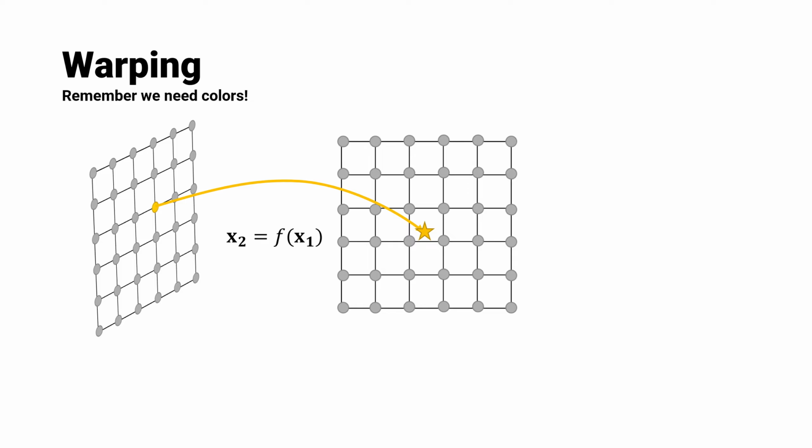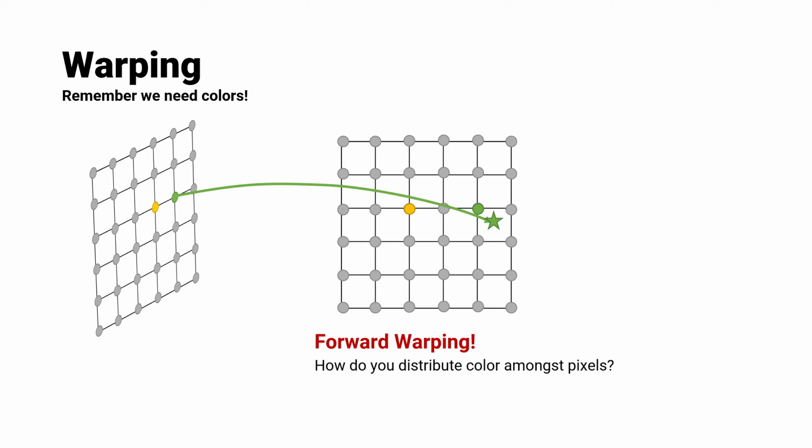One simple way is you can say, just pick the nearest one, whichever is the closest one, and you can call it a day and move on. Let's do the same thing for another green color pixel. You can pick the closest one and do that. This is called forward warping. The question is, how do you distribute color amongst pixels?